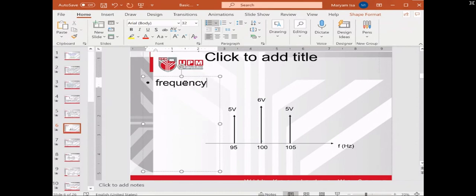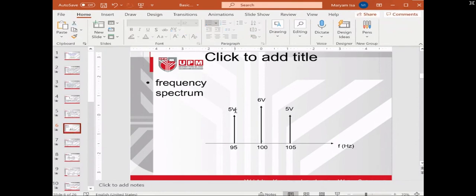Later, you have to differentiate between the frequency spectrum and the power spectrum. The difference is that in the frequency spectrum, the peak is in volt. You write the value of the voltage, the amplitude of each peak. When you do the power spectrum later, the unit here will be power. You have to calculate the power and put it up here.